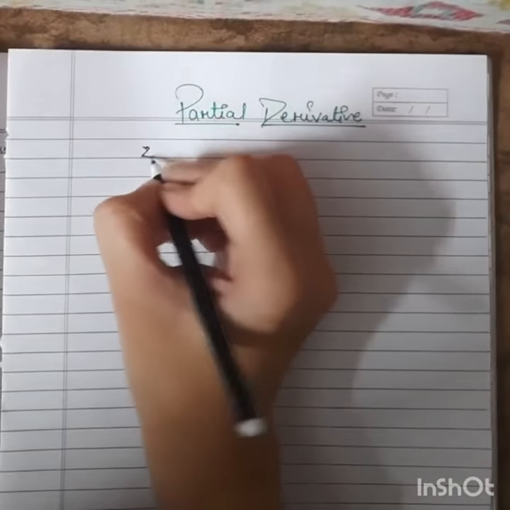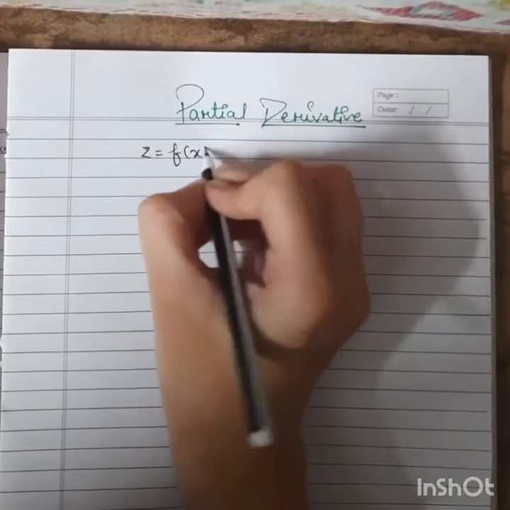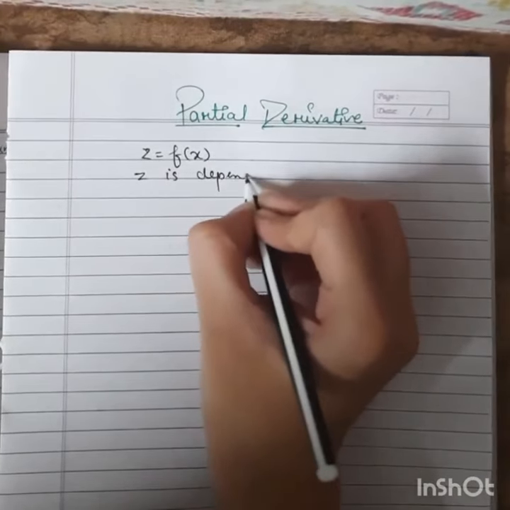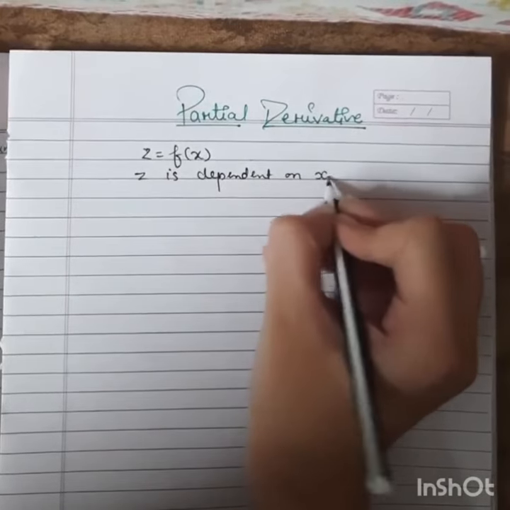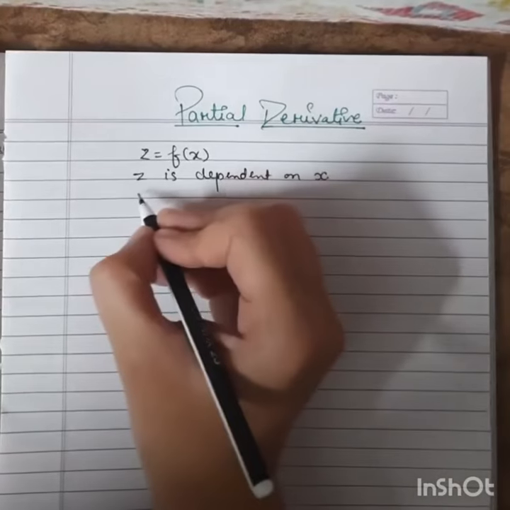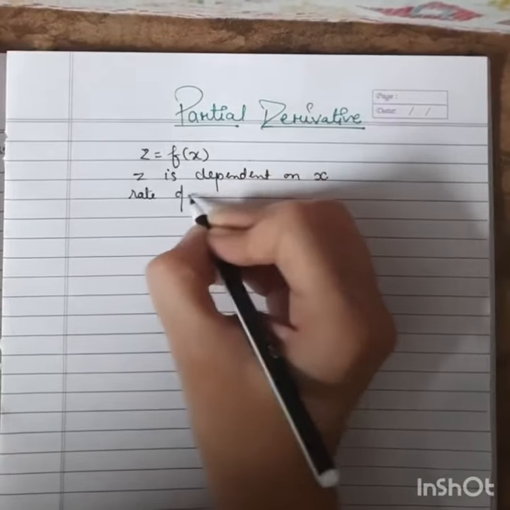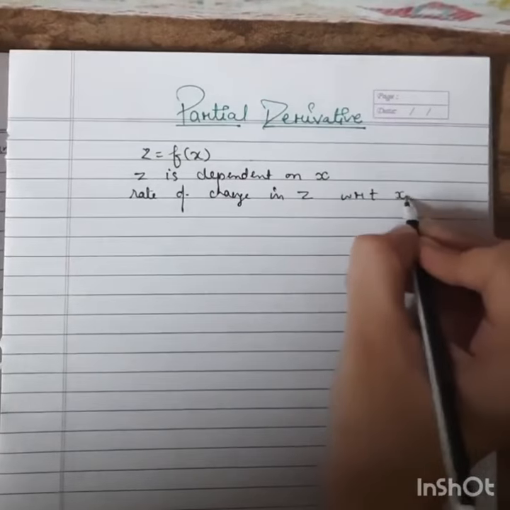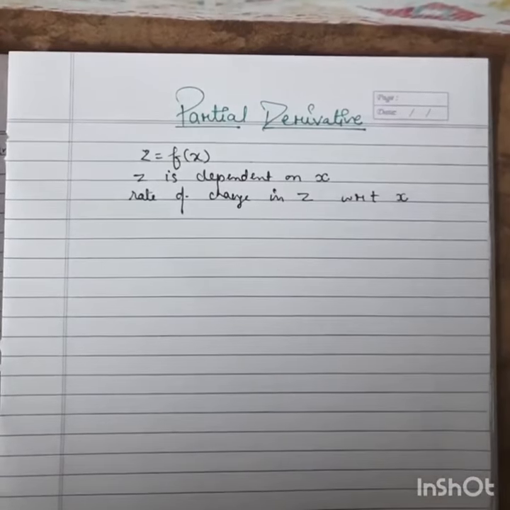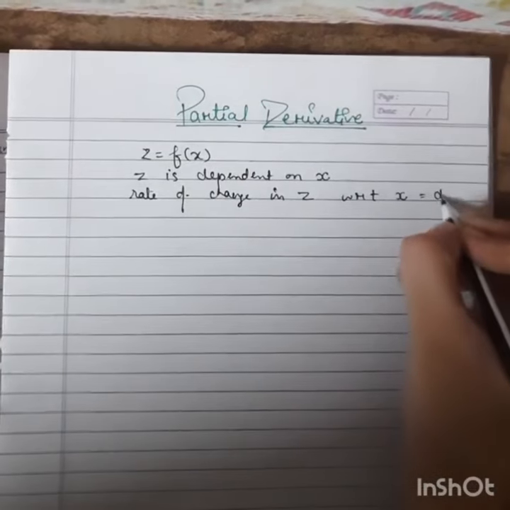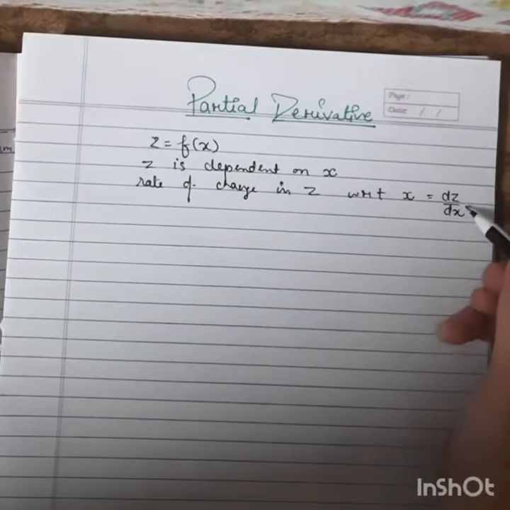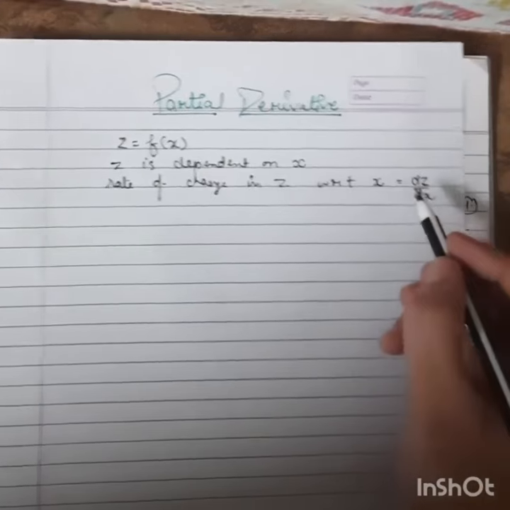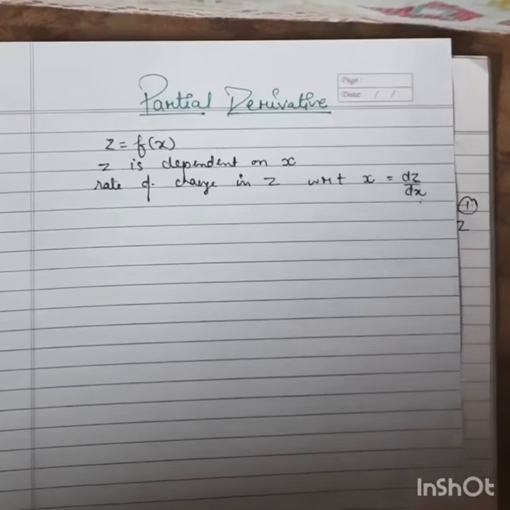Consider there is a variable z which is a function of x, that is the variable z is dependent on variable x. Then, in order to calculate rate of change in z with respect to x, we use the term dz by dx. That is, dz by dx represents change in z with respect to change in x, and it's also known as derivative of z with respect to x.